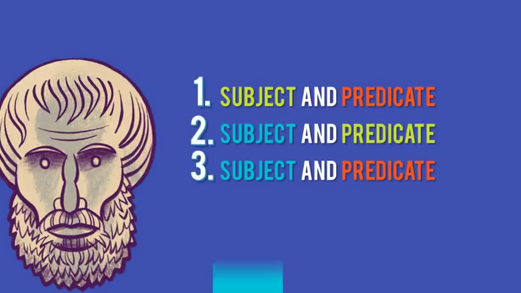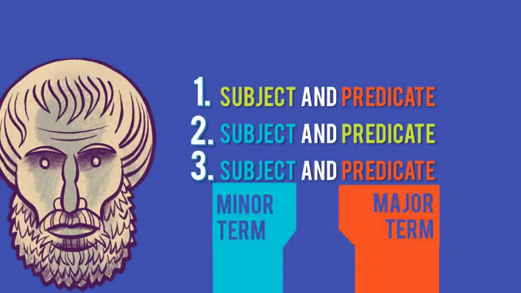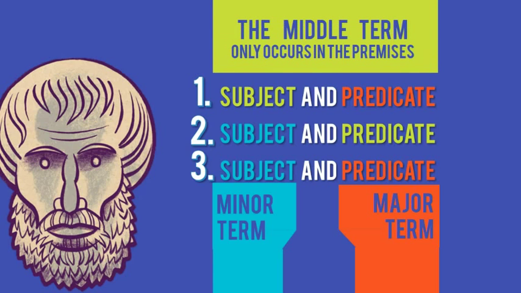And the predicate of the last sentence is what we call the major term. The term that does not show up in the last sentence, the term that doesn't show up in the conclusion, the green doll, is what we call the middle term. And it's what the conclusion is mediated through. So the middle term never shows up in the conclusion.